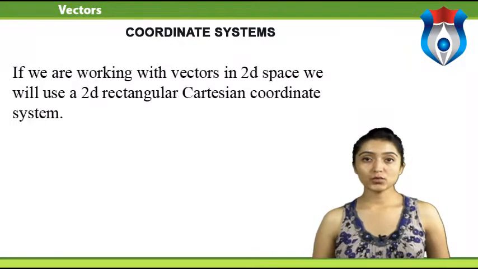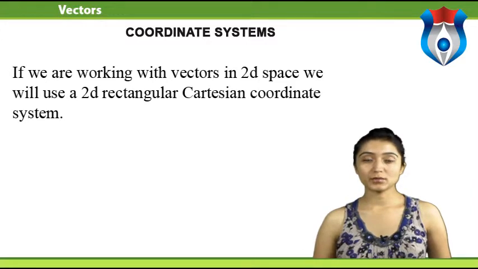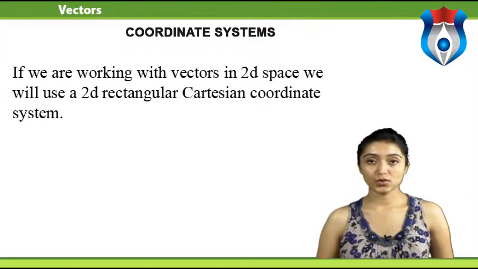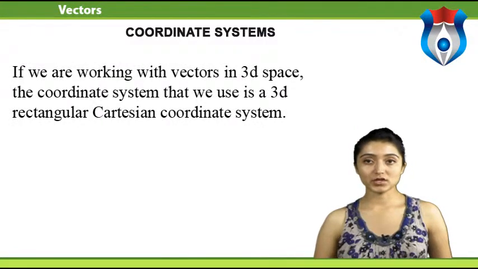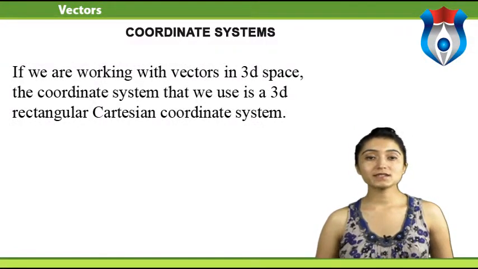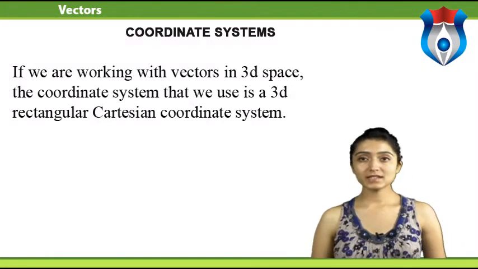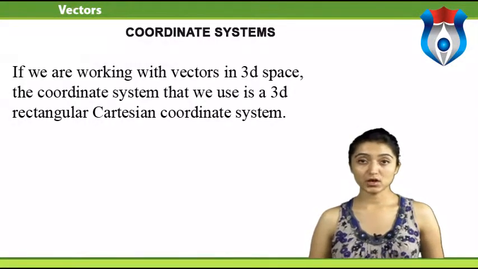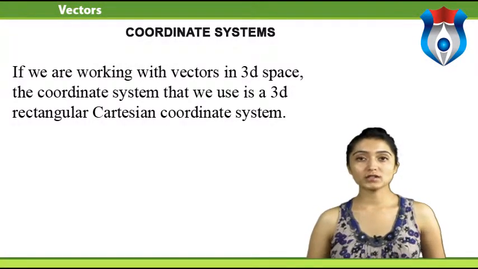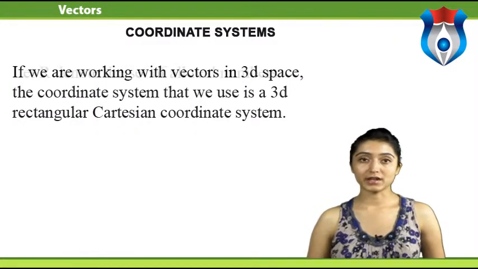If we are working with vectors in two-dimensional space, we will use a two-dimensional rectangular Cartesian coordinate system. If we are working with vectors in three-dimensional space, the coordinate system that we use is a three-dimensional rectangular Cartesian coordinate system. To understand these two- and three-dimensional rectangular coordinate systems, we first introduce a one-dimensional coordinate system, also known as a real number line.